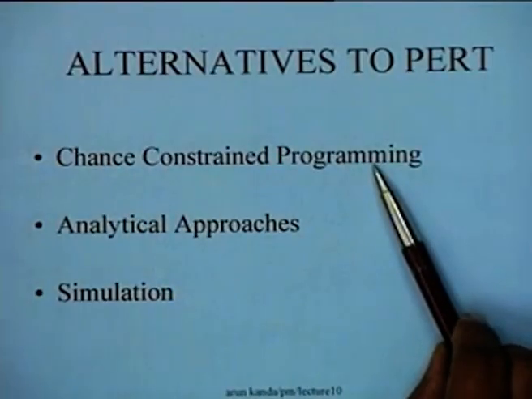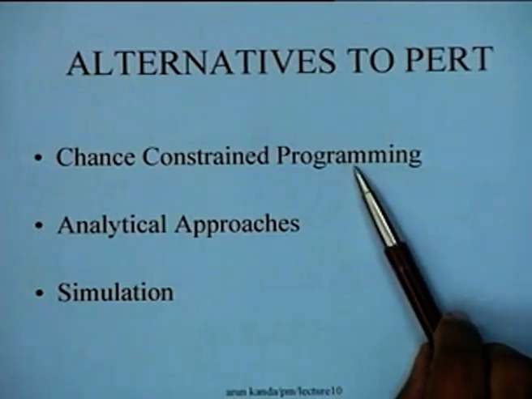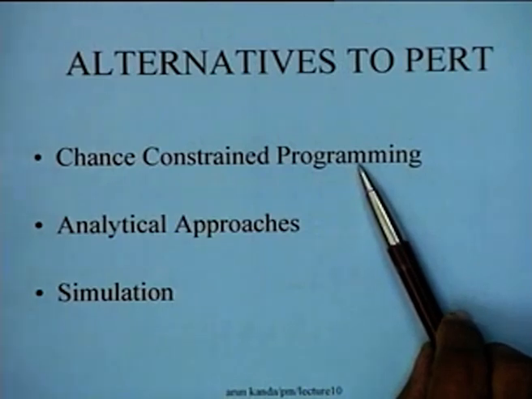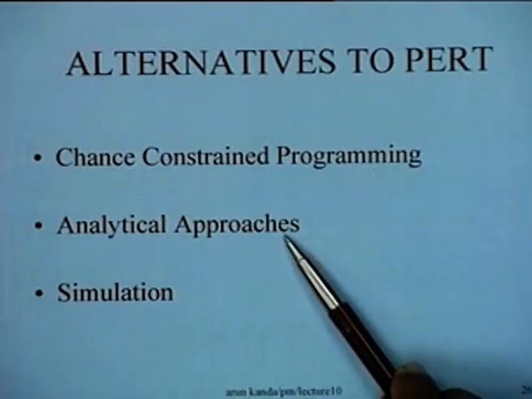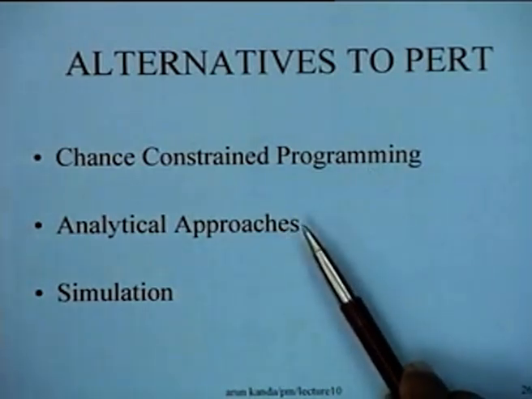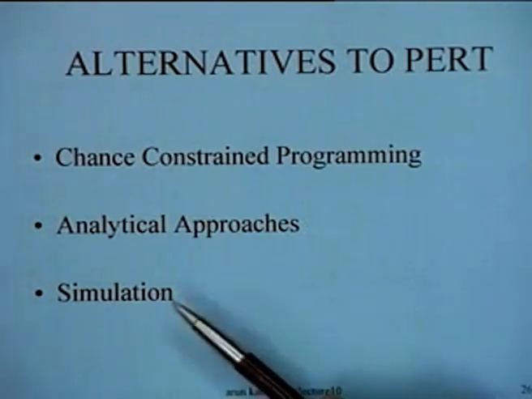So what are the alternatives to PERT? One approach for dealing with this kind of situation is chance constraint programming, where we develop a model based on constraining the chances that the particular event times fall within a certain interval. Then there are analytical approaches which we can explore, and finally simulation is a very versatile and powerful approach which can deal with this entire problem. We shall be exploring some of these alternatives in our subsequent lectures.